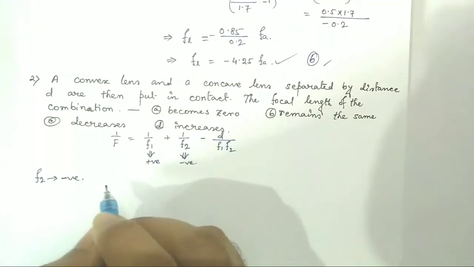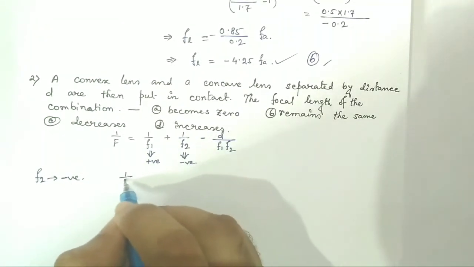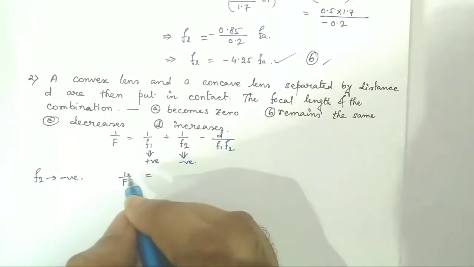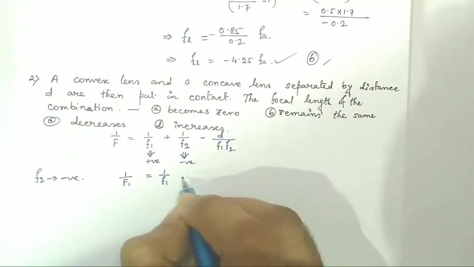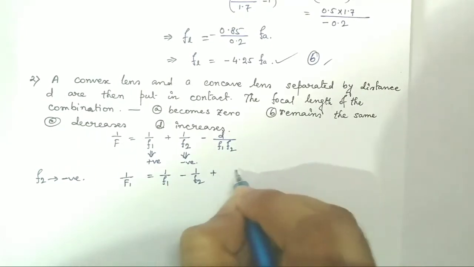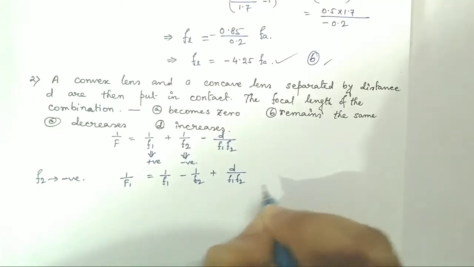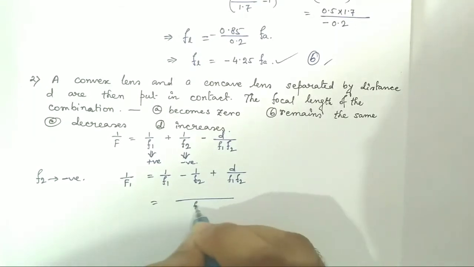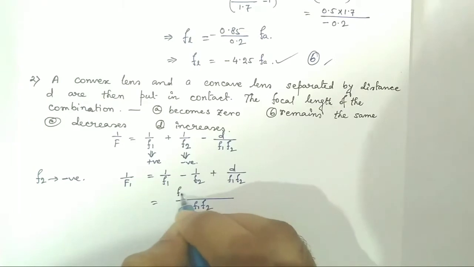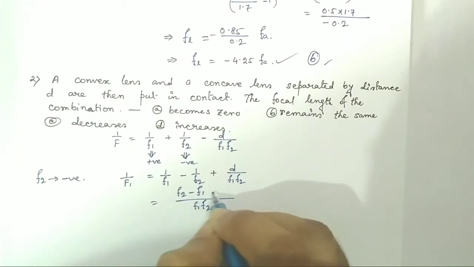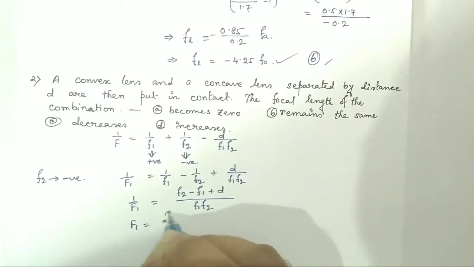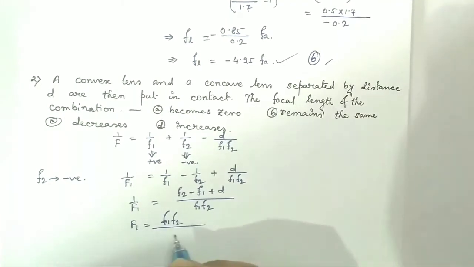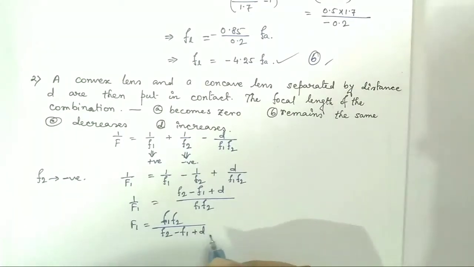If we put f2 as negative, then we will get 1/f1. For the first case we denote f as F1, so this will be equal to 1/f1 − 1/f2 + d/(f1 f2), or the LCM is f1 f2. This is f2 − f1 + d. So F1 will be equal to f1 f2 divided by (f2 − f1 + d).